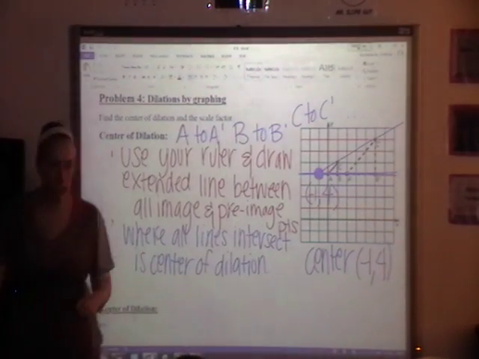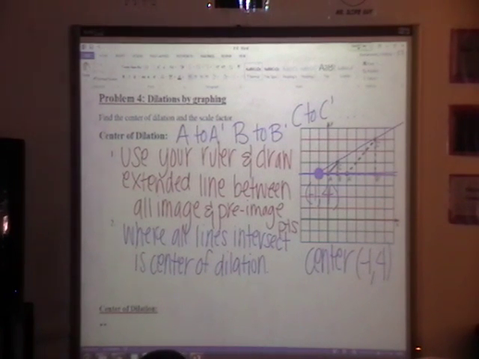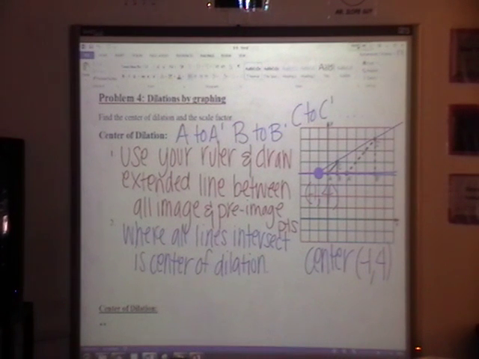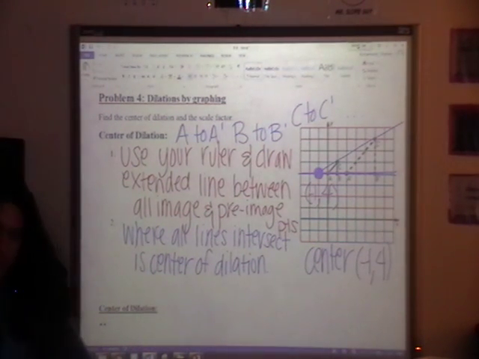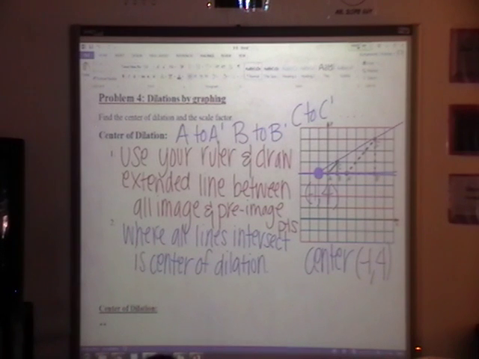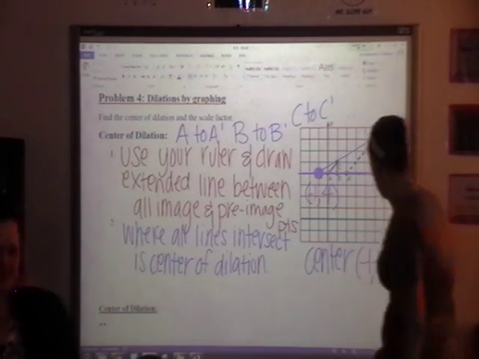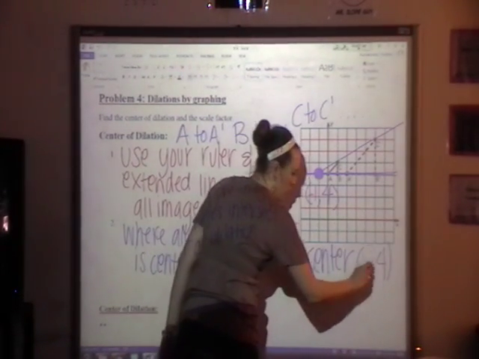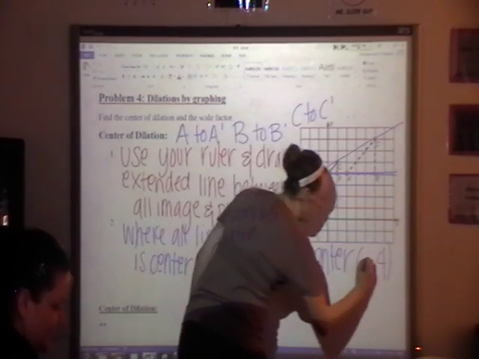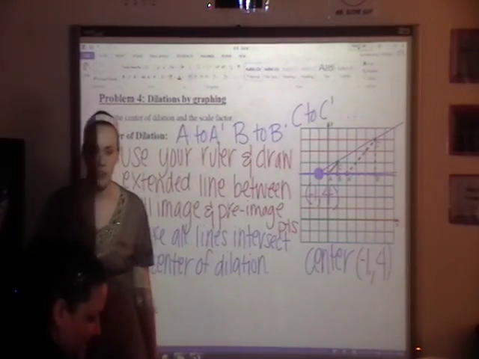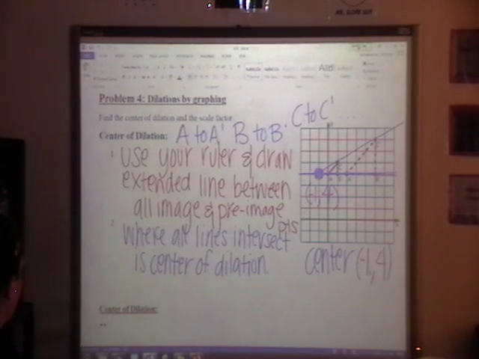Try it out. Do it yourself. Raise your hand when you get there. Ready, set, go. You're doing the steps I just talked about. I actually want you to try it. Yeah, you're good. -1, 4 is where center is, yes. Try it out. So from A to A prime, you want to extend that line all the way.